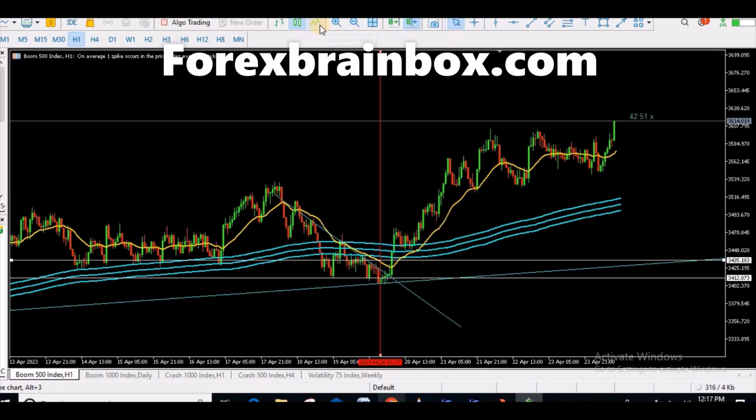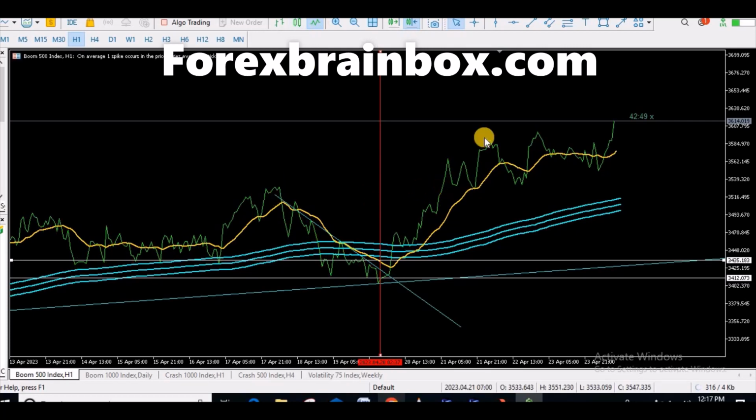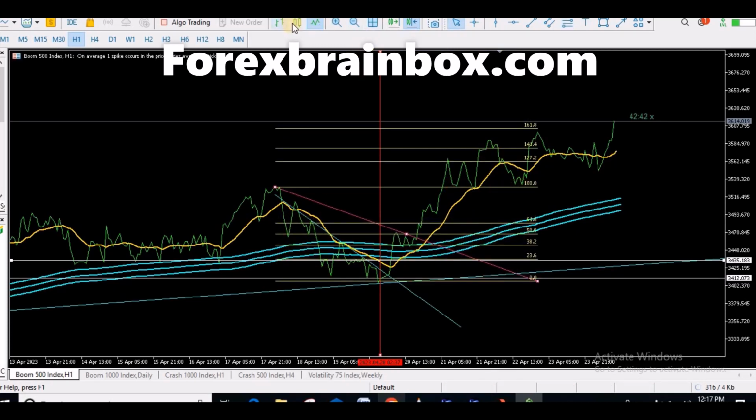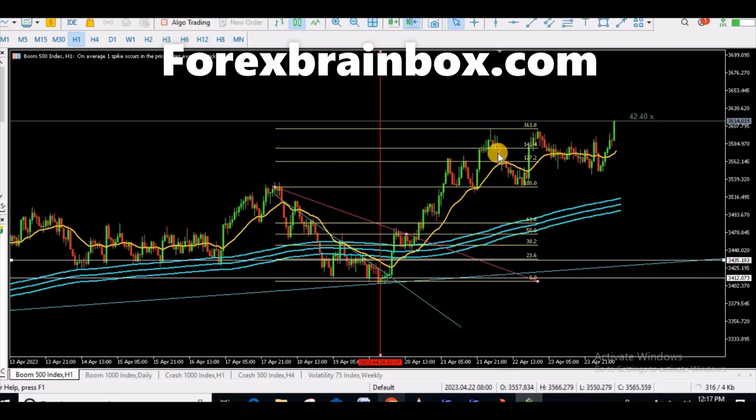Then also, if you want to stay longer in the market, you can use your Fibonacci to take your profit at a reversal zone as well, which is 161, 141, 127, and you can exit the market right about here. So guys, that's how to deal with it.